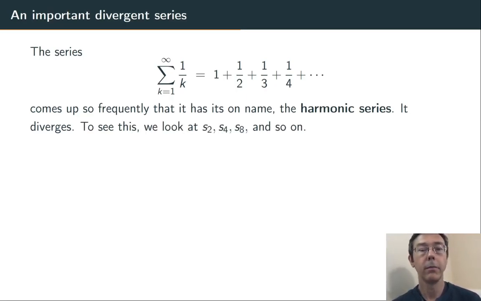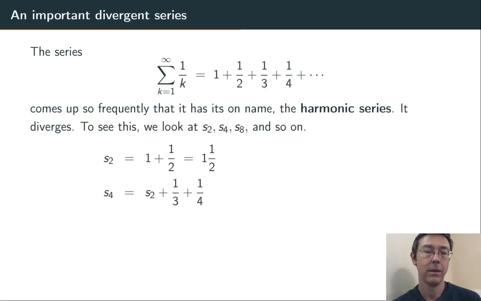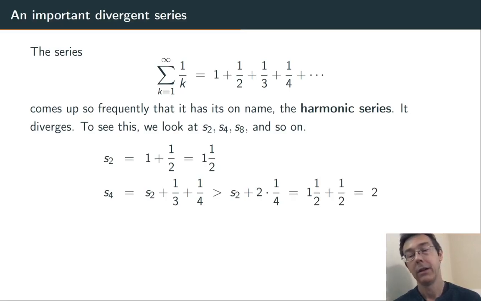We're going to look at the partial sums that correspond to the powers of 2. So S2, S4, S8, S16, etc. So of course S2 is 1 plus a half, 1 and a half. S4 is S2 plus 2 more elements, 1/3 and a fourth. Each of those new elements are bigger than a fourth, and so in total the new elements are bigger than half. So S4 is going to be greater than 2.